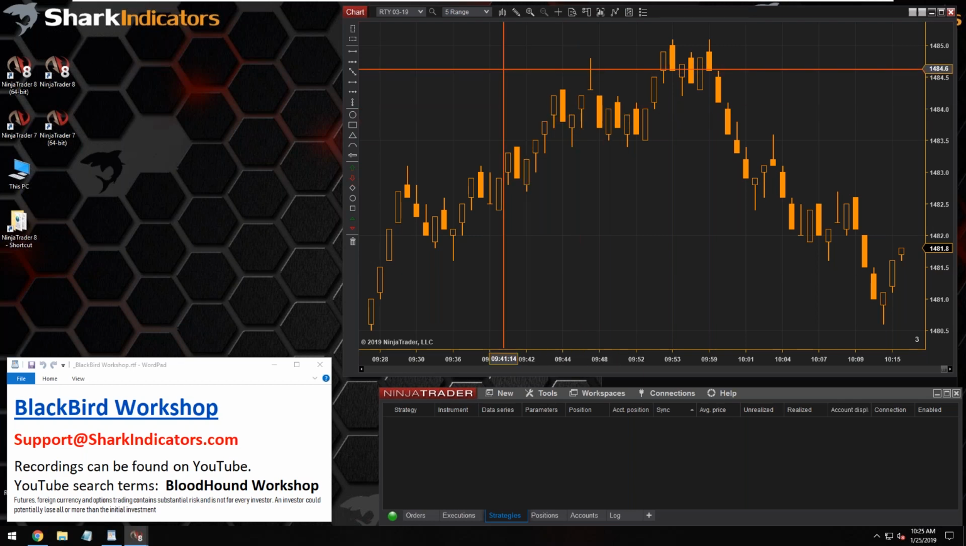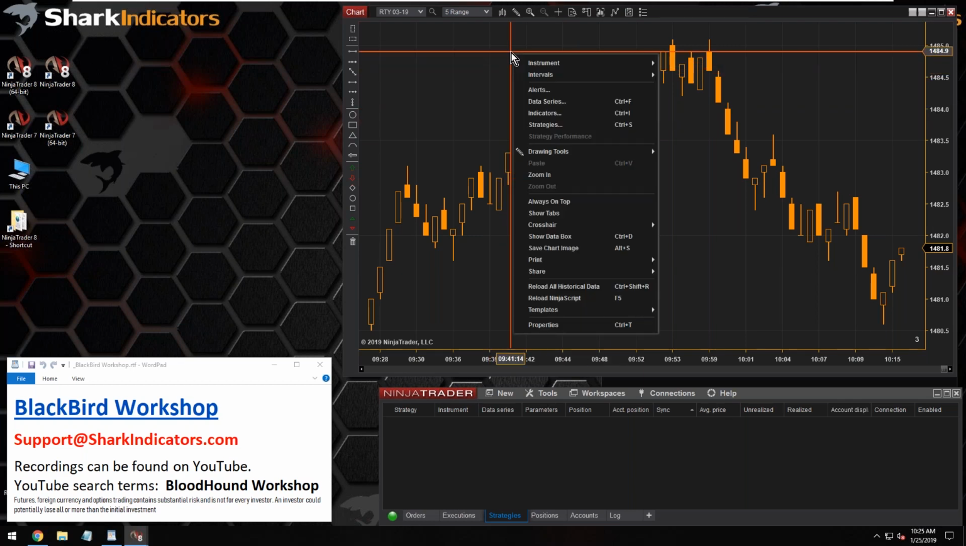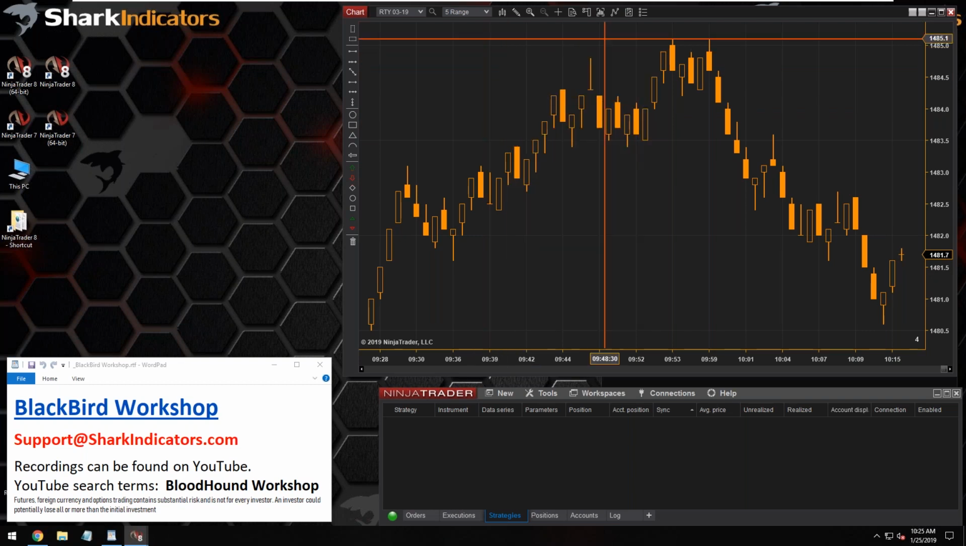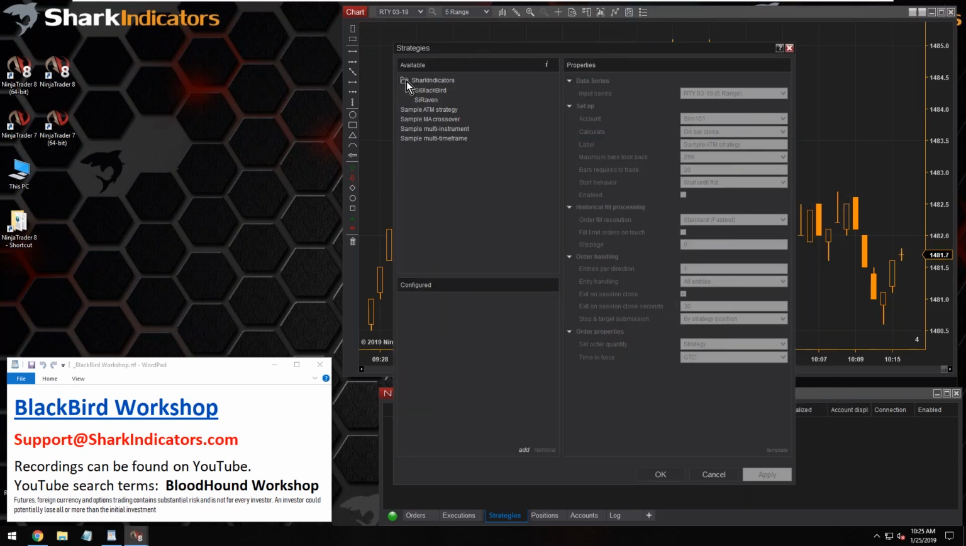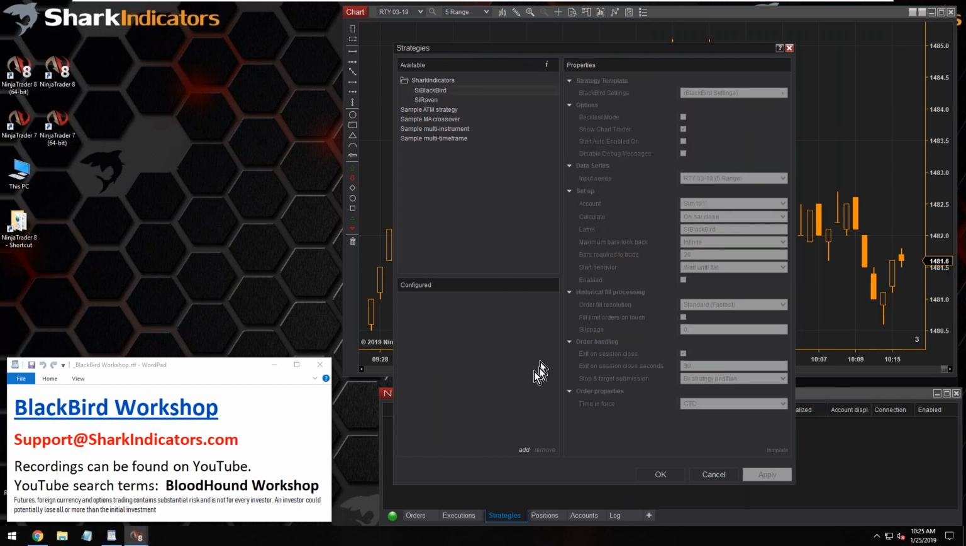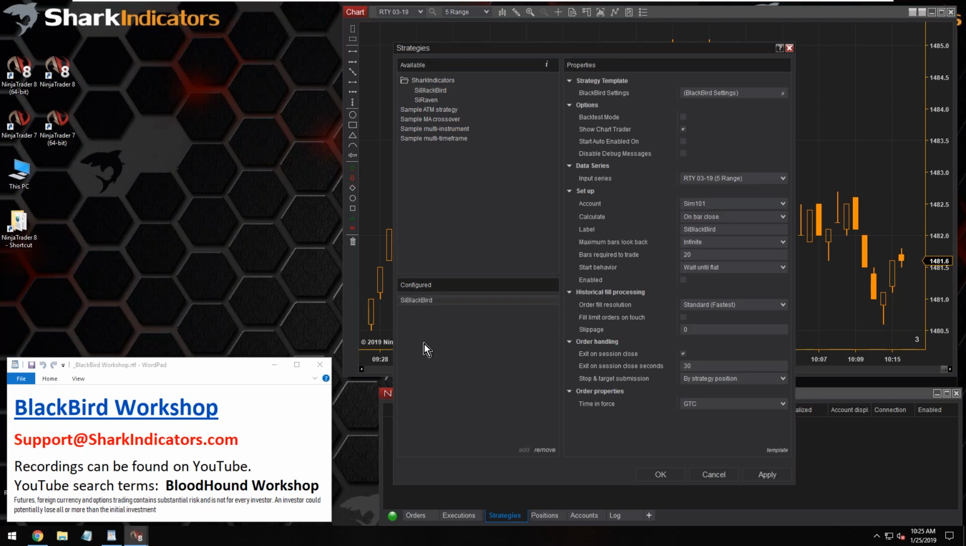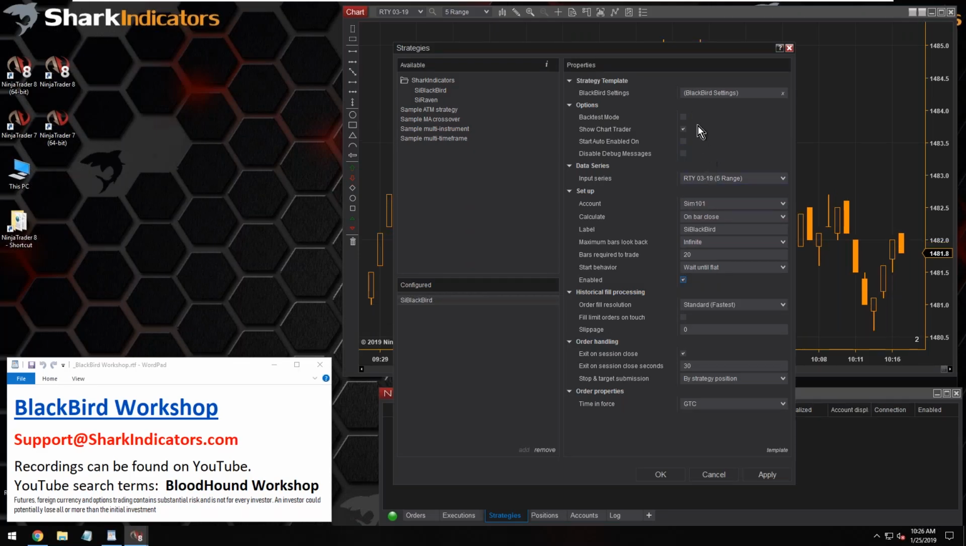Once you do that, you can right click on the chart, go to strategies, or use the strategies button there on the top of the chart. So let's open up the strategies window, open up shark indicators, select Blackbird, and add that down. There we go. Really the only thing you need to do is just enable it, like so. There are some other options available to you, but I won't go into those right now.